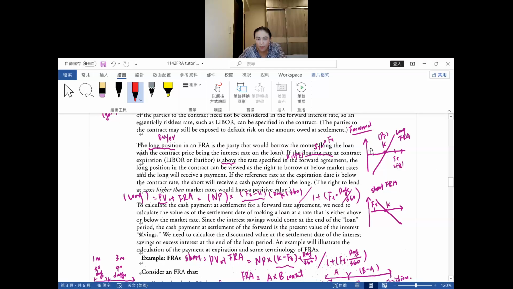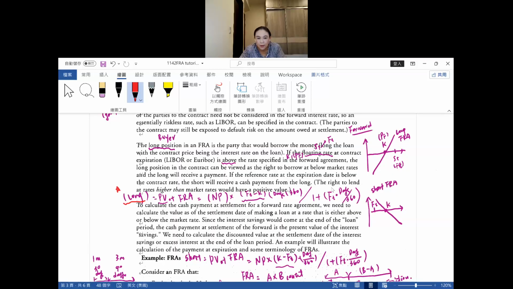You can see here, I drew the diagram for the long FRA, and this is our exercise price, which is the K, the delivery price. So later on, if we end up with the FT higher than K, then we earn money. We know that already, right? So how do we compute it? The long FRA profit formula is here. So remember, this is for the long.